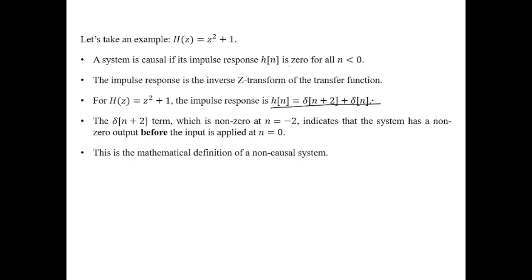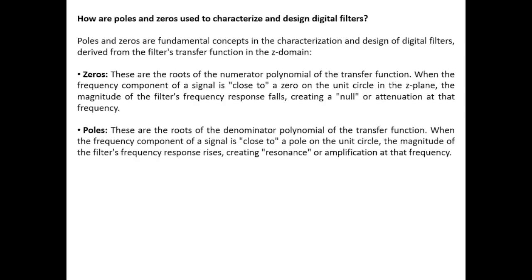Now, if you look into the term delta[n+2], which is non-zero at n equals minus 2, this indicates that the system has a non-zero output before the input is applied at n equals 0. Getting my point? So it makes the system non-causal, and this is the mathematical definition of a non-causal system.